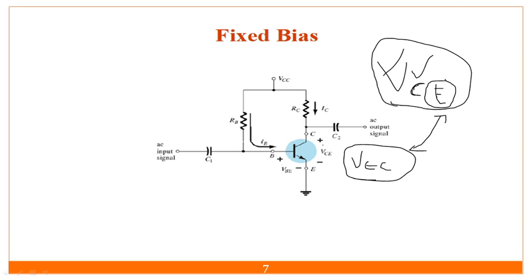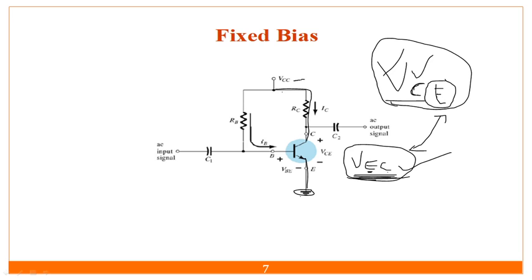So this C is connected via a resistor to the VCC, and the E is connected to the ground. So VC is more positive than the E, that's why VCE is written over there. If I am writing VCE, not VEC, it is because E is connected to ground and C is connected to the VCC. So VCC is more than my ground voltage over there. So that's why I can write VCE only, not VEC.